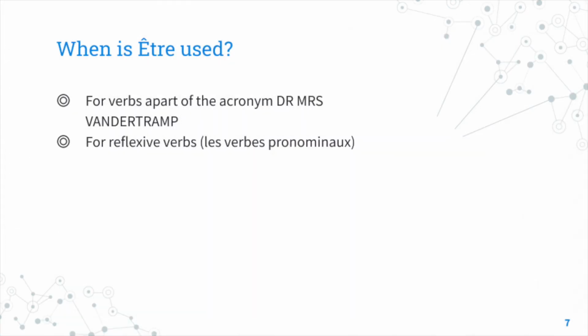For most of the verbs in French, the auxiliary avoir is used whenever we're conjugating conditionnel passé. However, there are some specific verbs that use the auxiliary être, and we're going to find out which ones those are. For verbs a part of the acronym Dr. Mrs. Vandertramp, they use être, and also for reflexive verbs, which are known as les verbes pronominaux.